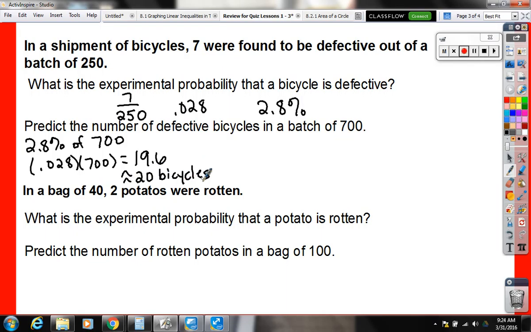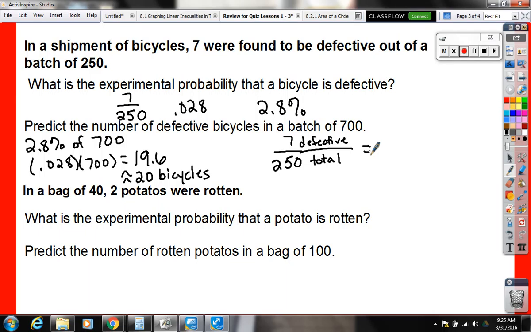The other way that we can do this is through setting up a proportion. And some of you are pretty good at using proportions, so you might prefer this. Can anyone tell me how I would set up a proportion to solve this? I use the ratio that I have, 7 out of 250. I start with my 7 over 250. So I have 7 defective out of 250 total. I'll go on my other side.